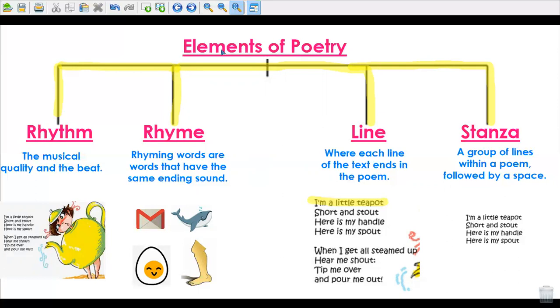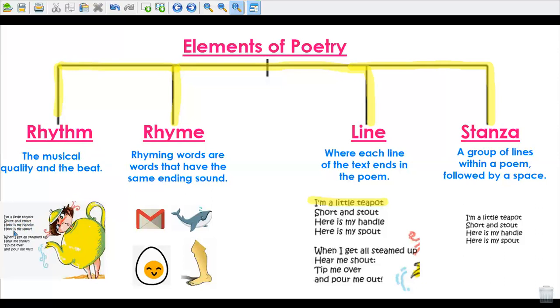Elements of poetry. Elements means the different parts of a poem or poetry. And our very first one we're going to look at is rhythm. And rhythm, you guys have learned, I know, with Miss Avery in music, and it's the musical quality and the beat of something. So for example, down here, I put the poem or the rhyme, I'm a Little Teapot. I'm sure a lot of you guys have already heard this before, but it's I'm a little teapot, short and stout.